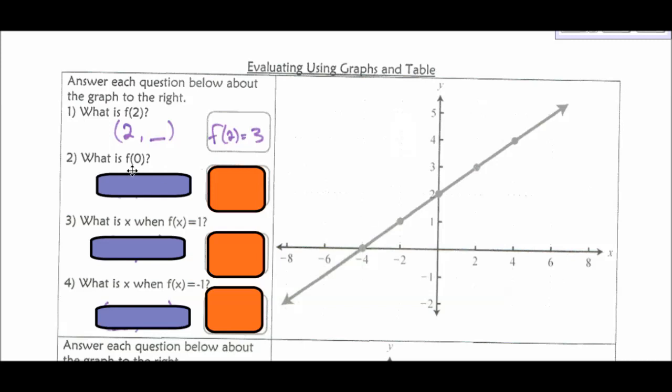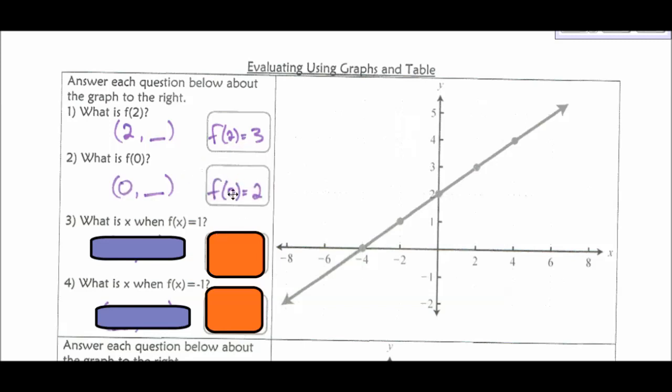This is saying what is f of 0. So x is 0. What is the y value? X is 0. That means I don't move along the x-axis at all. I just stay put, and I just go up to wherever my line is, and I see that it's hitting right there. That's the y-intercept. We'll talk about that later. But my y-intercept is (0, 2).